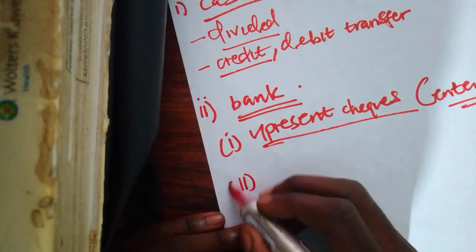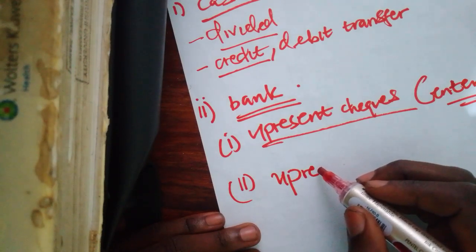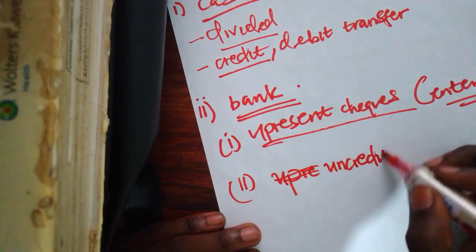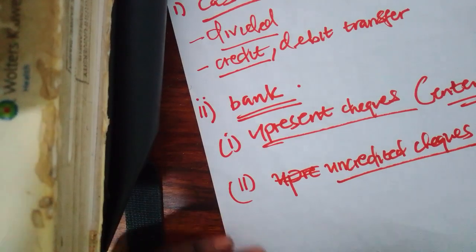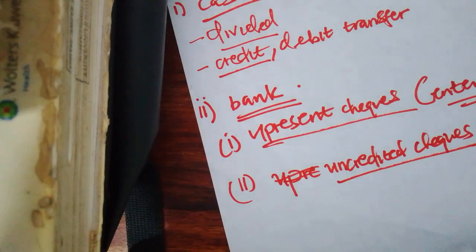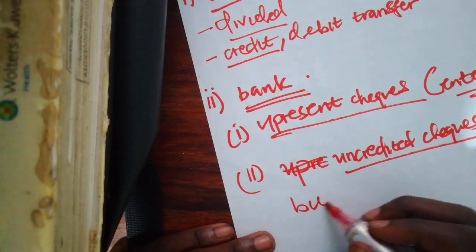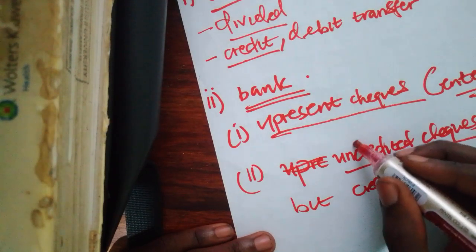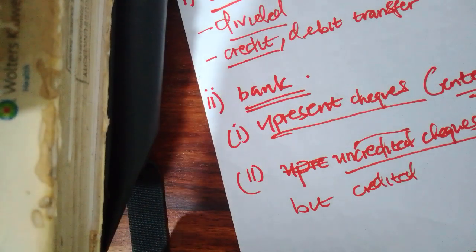Then two, here you have to be careful. We have uncredited checks. So what are these uncredited checks? Uncredited checks are checks which you receive, but they have not been credited. You have received the check, but it has not been credited to your account.